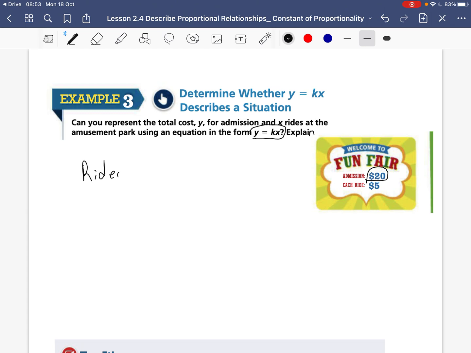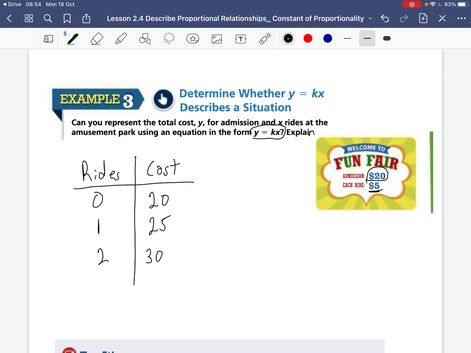We'll make a table here with rides and the cost. If we rode 0 rides, but we decided to go into the fun fair, and then we're like, oh, they're all too scary, well, we've already paid to go in, so the cost would be $20. If we go in and ride 1 ride, it would be $5 for the ride plus the 20, so it would cost you $25. If we rode 2 rides, it would be $30. 2 times 5 gives us the 10 plus the $20 to get in. 3 rides would be $35. So we can see it's going up by $5 each time.